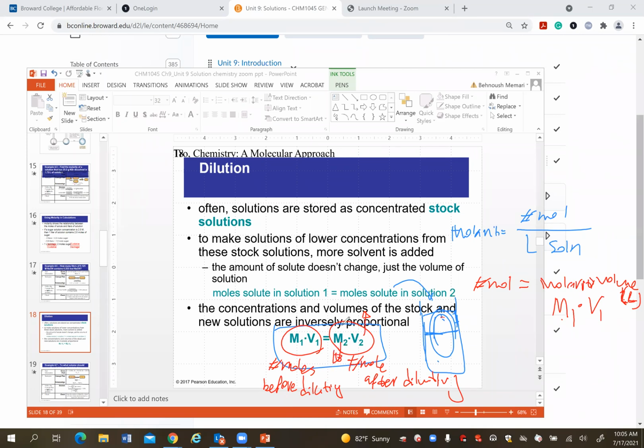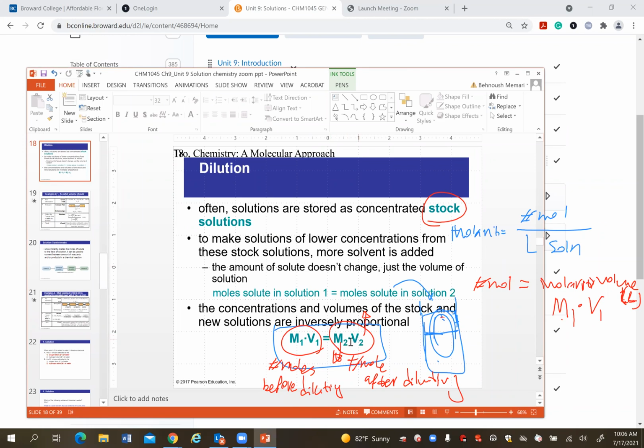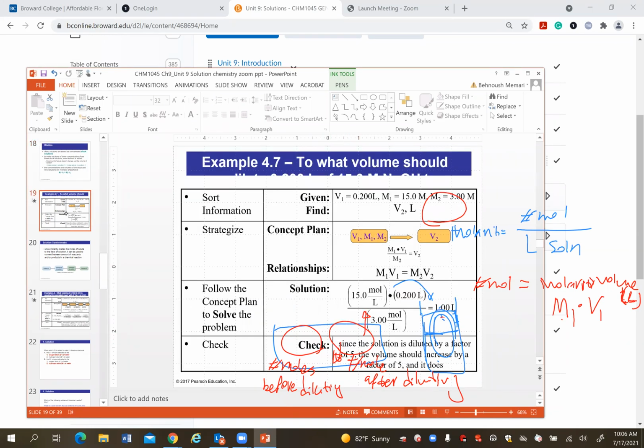And this formula is true anytime you add water to dilute a solution. When you have a stock solution of high concentration and you want to make a dilute solution, you add water. But you want to know exactly how much water you need to add, so you would use this formula to do the calculation. I have an example here on the next slide for you.